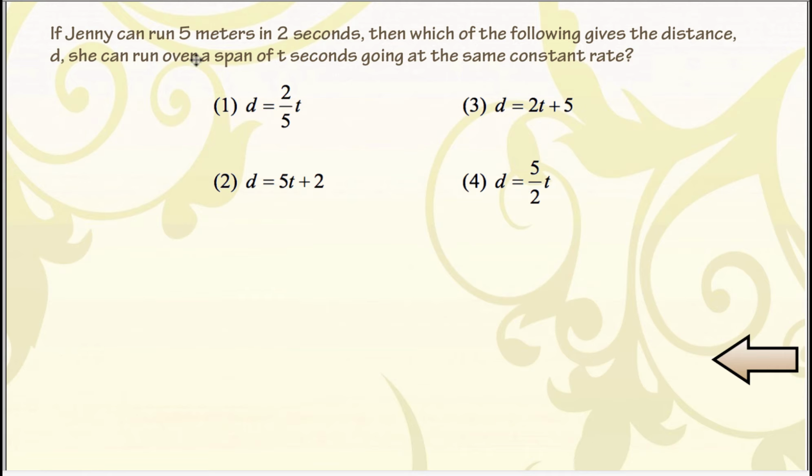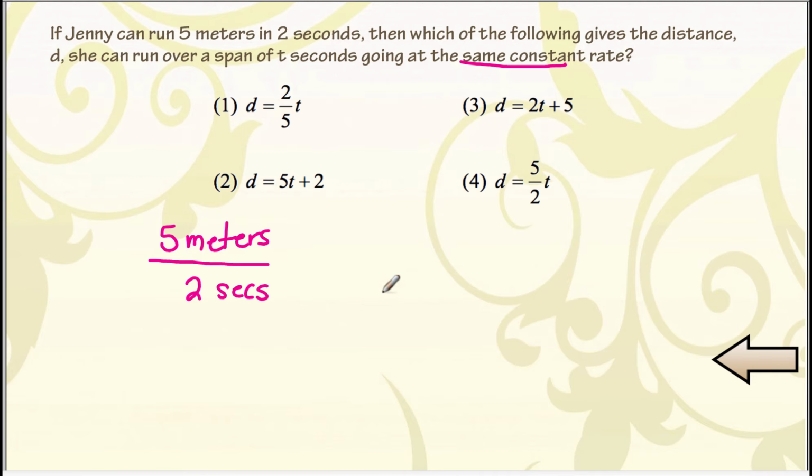All right, so the next example, we have Jenny here, who can run 5 meters in 2 seconds. So which of these choices, 1, 2, 3, or 4, shows that she's going at the same constant rate? Well, she's going 5 meters for every 2 seconds. So I should be looking for 5 over 2 somewhere.